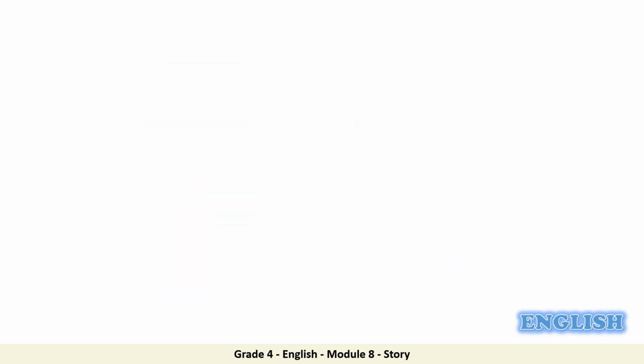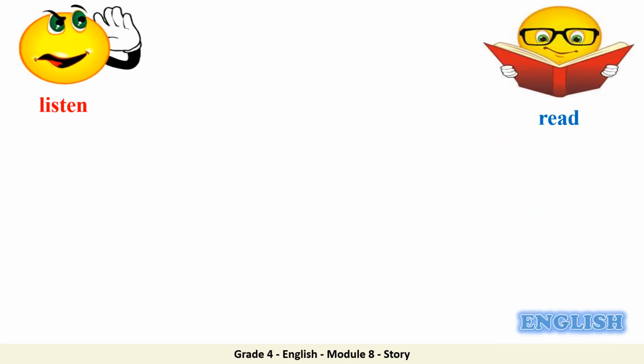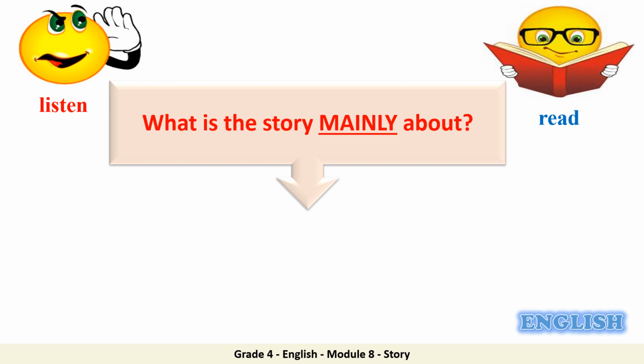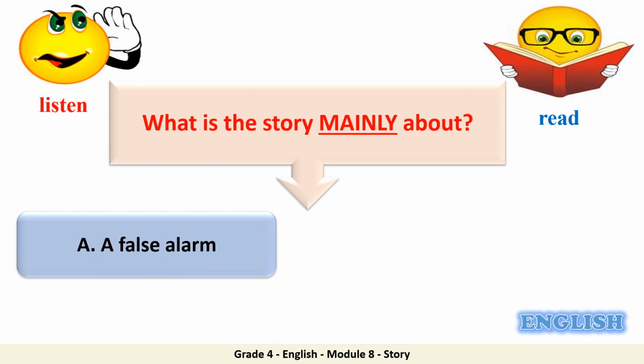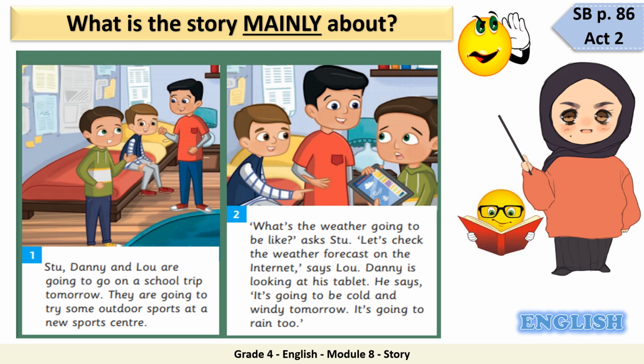And now you are going to listen, follow, and read silently to find out what is the story mainly about. Is it about a false alarm or is it about a true alarm? Are you ready to listen? Let's go. 2. Read and answer. Where do the children live?